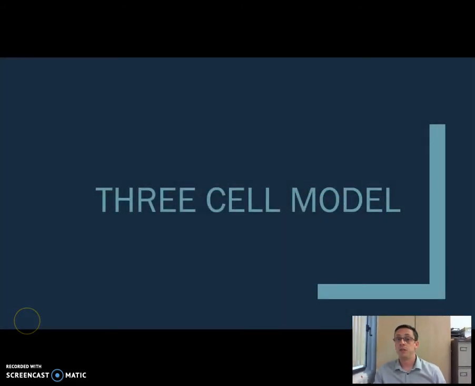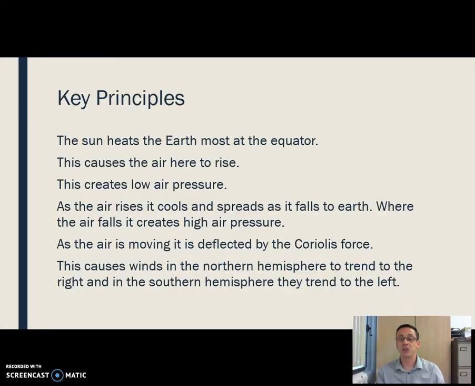So, how this is going to happen is the three-cell model. Before we start really digging into the three-cell model itself, we need to establish a few key principles. Some of these are really obvious, but they're worth stating. First off, the sun heats the Earth most at the equator. The equator is the area where the Earth is closest to the sun, thus it receives the most solar insolation. Because it does that, it heats the air there up, and that air rises as it's heated.